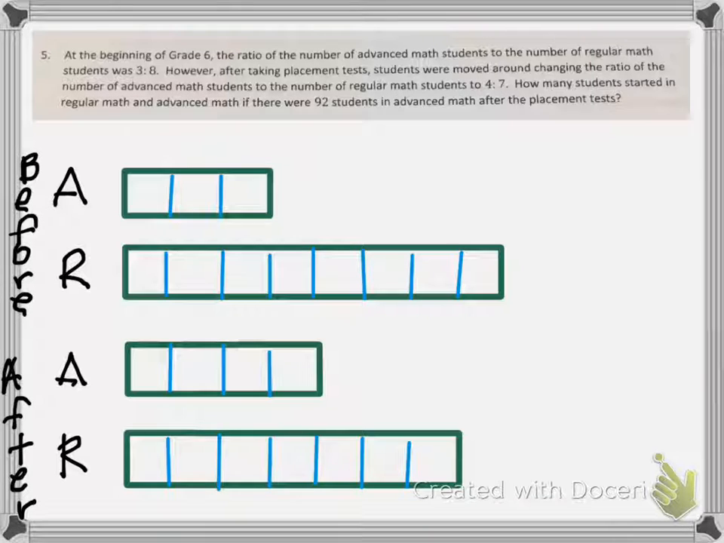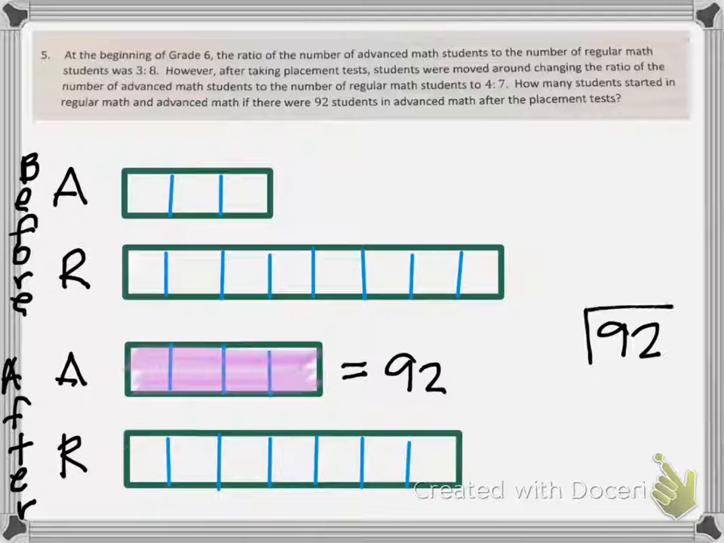Well, after placement is the bottom, and advanced math would be this tape right here. I'll just highlight it. So that is the number of advanced math students after we took the placement tests. And they've told me that that is equal to 92 students. So if that's true, I can find the constant by taking 92 and dividing it by 4. So I'm going to do that over here to the side.